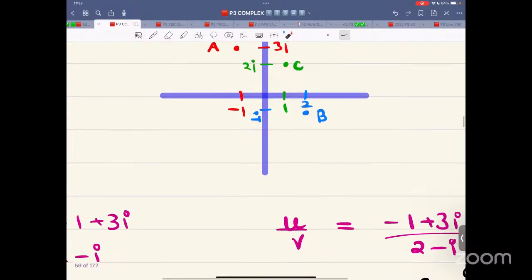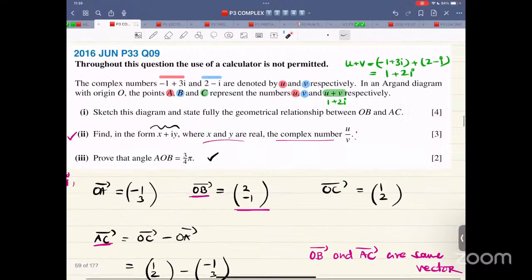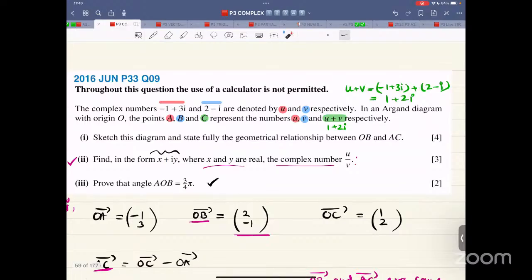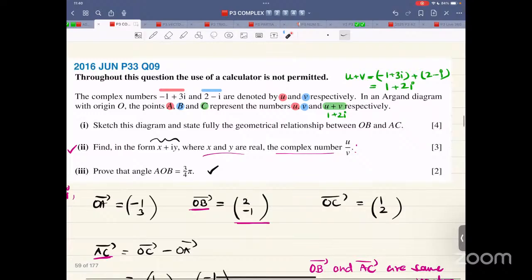If they're asking for a triangle and some angle, how will we work it out? They are asking for the complex number u over v. So what is u over v? That is separate, you just find this thing. So why did they ask it in the middle? This thing has nothing to do with the rest. We are talking about A, B, and C. So C was already calculated. Prove that the angle AOB is this much. So AOB is related with these two.